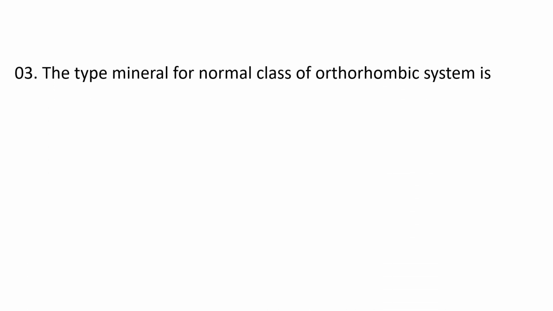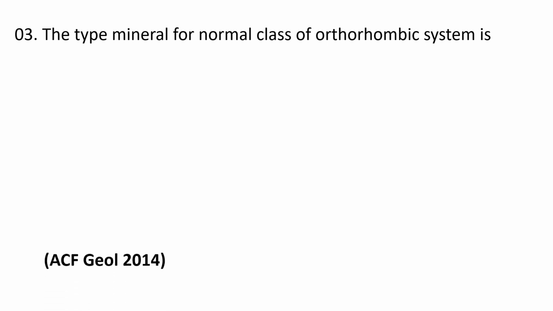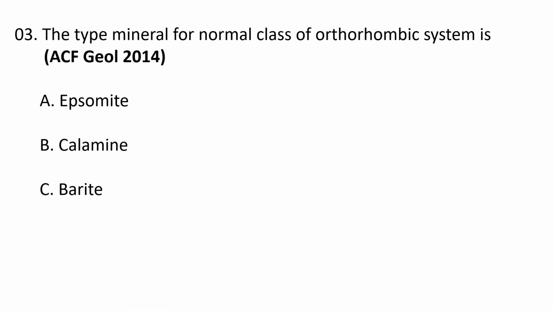Next question. The type mineral for the normal class of orthorhombic system is A. Epsomite, B. Calamine, C. Barite and D. Gypsum. So the correct option is C. Barite. Barite is the type mineral for normal class of orthorhombic system.